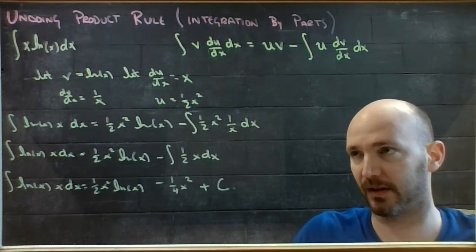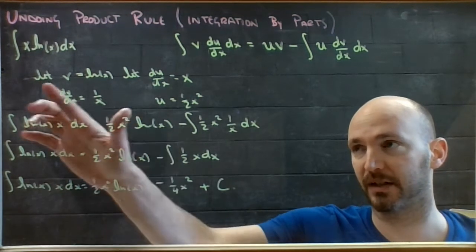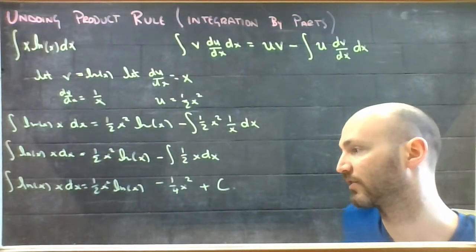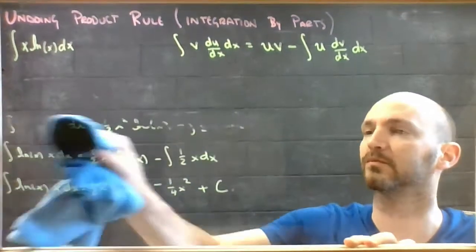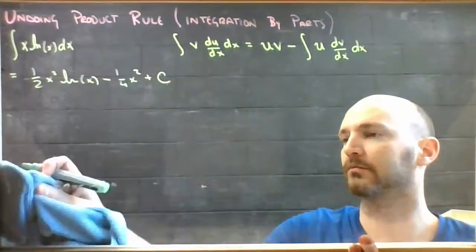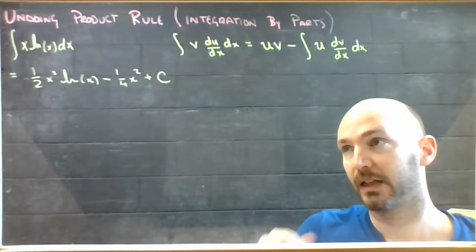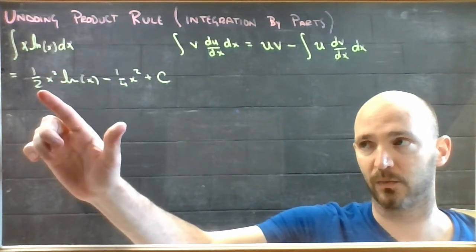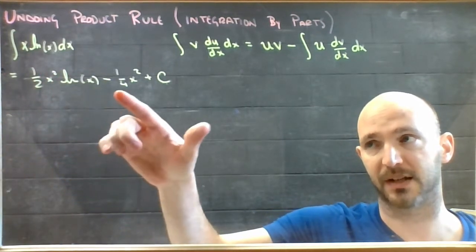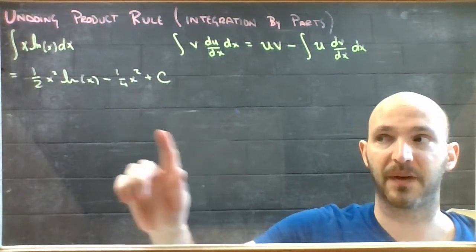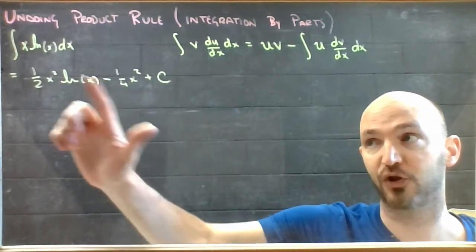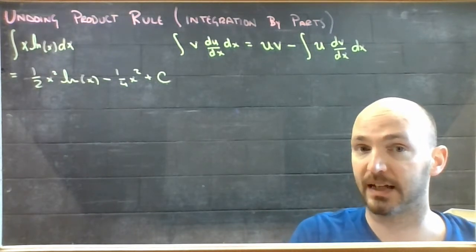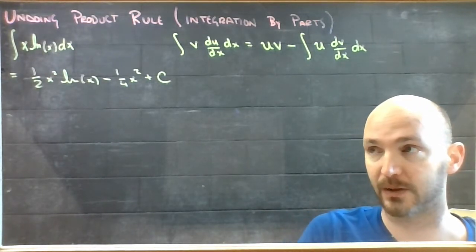Now, I'm going to record this line up here, and then we'll just do a double check to make sure that that actually works out. All right, so if the integral of x ln x dx is 1/2 of x squared ln x minus 1/4 x squared plus c, then the derivative of this thing should be x times ln x. So I'm just going to try that in order to see if it works out.